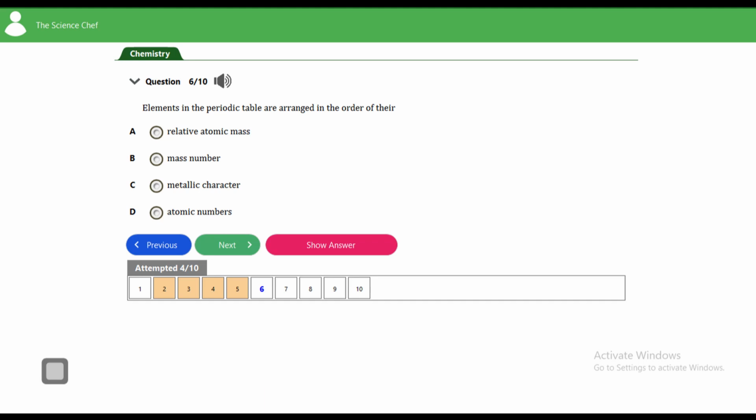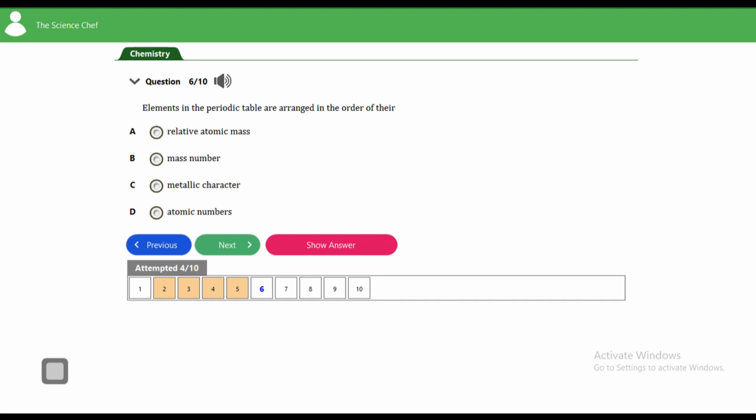Question 6. Elements in the periodic table are arranged in the order of their, obviously the answer is atomic numbers, according to the periodic law, right? That the properties of elements is a periodic function of the atomic numbers.